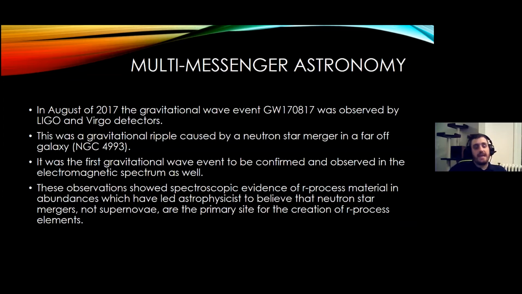The observations taken from that electromagnetic spectrum data showed us spectroscopic evidence that our R process material was created in those neutron star mergers. It was created with abundances that have led a lot of astrophysicists to argue that neutron star mergers, not supernovae, are the primary site for the creation of these elements, which means our solar system, our galaxy, is seeded by these neutron star mergers with these heavy elements, things heavier than iron.